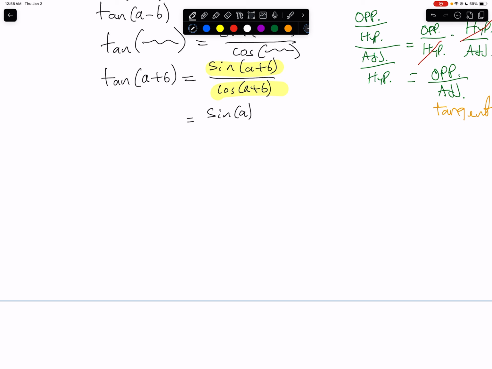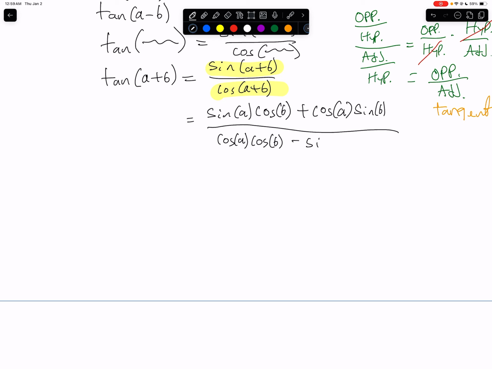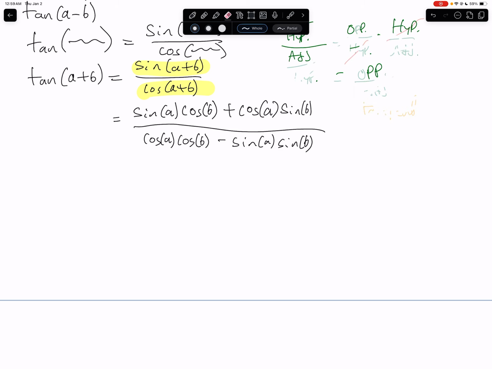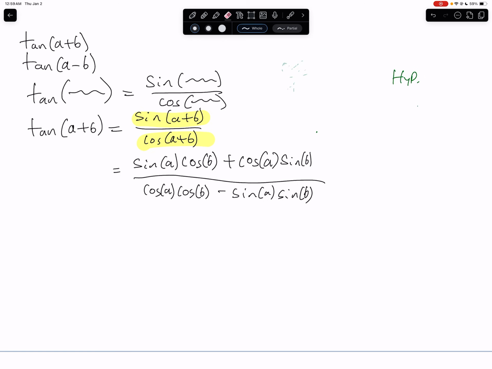So this will be sine a cosine b plus cosine a sine b, over cosine a cosine b minus sine a sine b. So now we're going to want to do a little bit of manipulation here. I'm going to erase this just for some more space. Give me one second here.